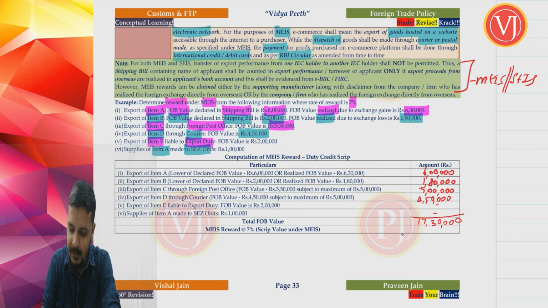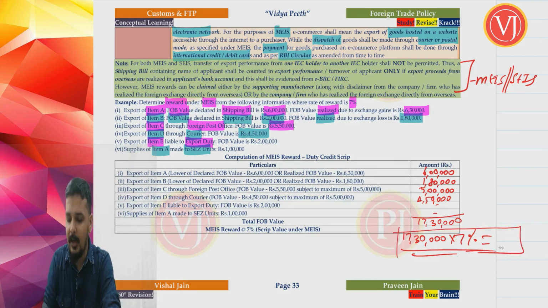And what will be the percentage of script? You have to take the 17 lakh 30,000 multiplied by 7% will be the MEIS script. Script value is not 17 lakh 30,000, it is the FOB value multiplied by 7%. Use your calculator, you will get that particular percentage. Right. That is all about your MEIS script.